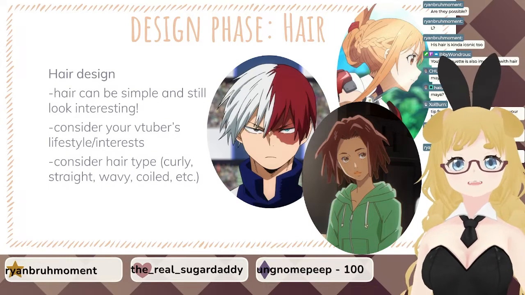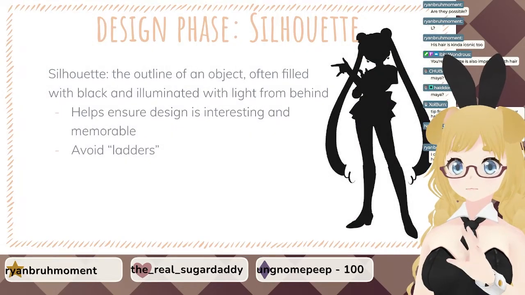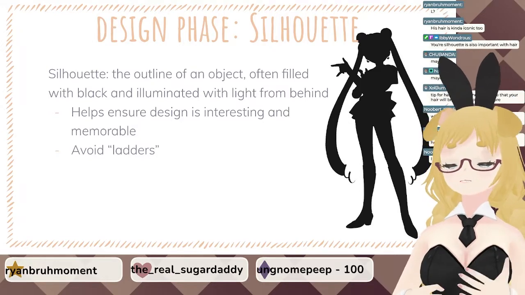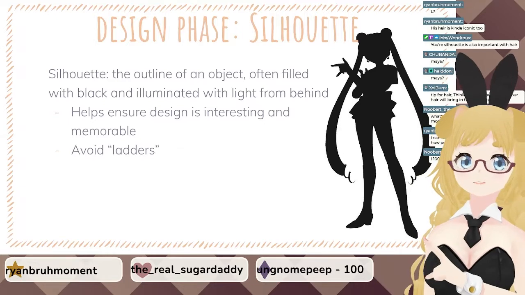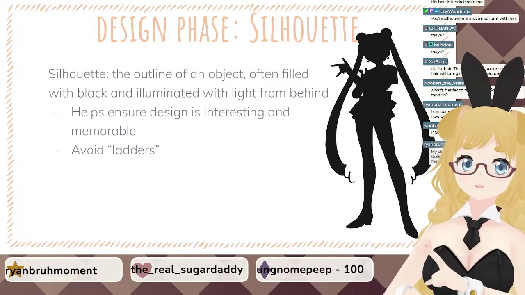Oh yeah, so we're going to talk about silhouettes next. Silhouettes are extremely important. If you don't know, a silhouette is the outline of an object. It's often filled with black and then illuminated with light from behind. So you can tell me who this character is, right? Just by looking at the silhouette, y'all can tell me who this character is.